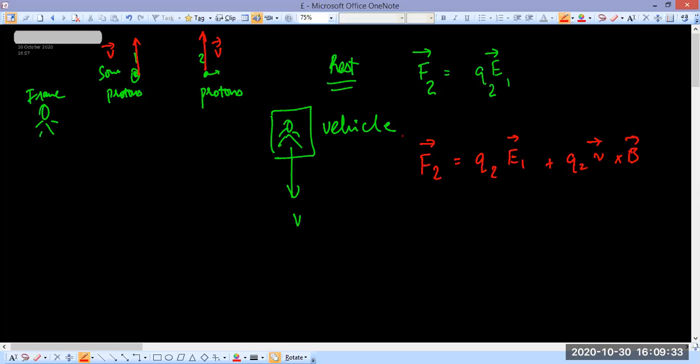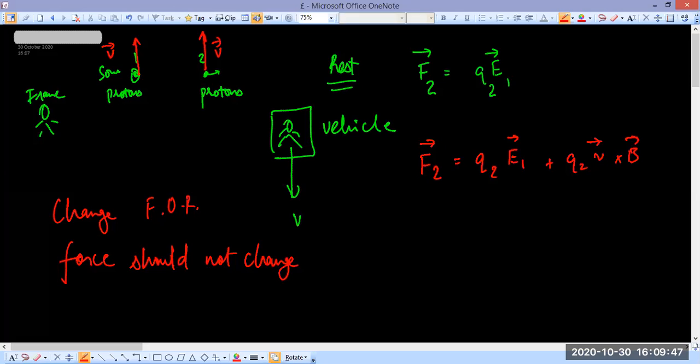I'm just trying to give you a basic idea. It is that if you change frame of reference, obviously force should not change. I'm sure all of you realize that, right? Force should not change. So what really happens is, whether you observe it from this frame or from this frame, the total value of F2 is same.